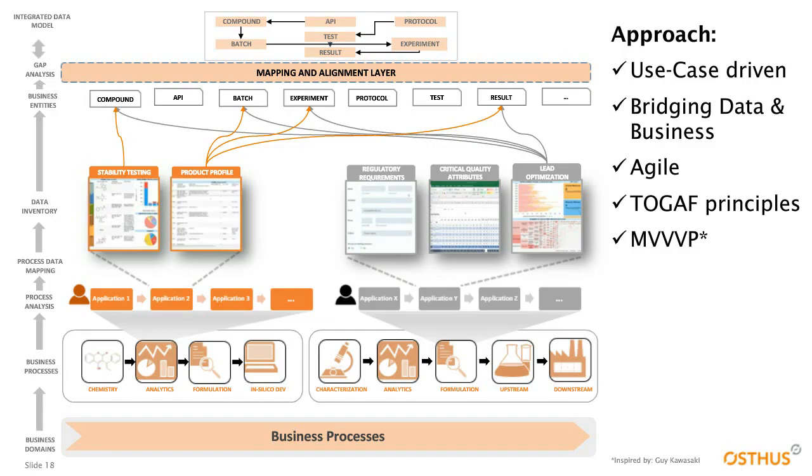So the general approach that we take, you can see here on this picture, where we come bottom up by analyzing the business processes. For example, here this is from chemistry, manufacturing, and control, where you have different sub-processes, like in chemistry and analytics, the formulation, etc. And we analyze the different applications and the questions that are answered in these different applications. And from this process understanding and mapping, we identify the key business entities or data elements like compound, batch, experiment, etc. that are reoccurring across different processes. And this gives us a clear picture of how data is used and how data is flowing between applications.